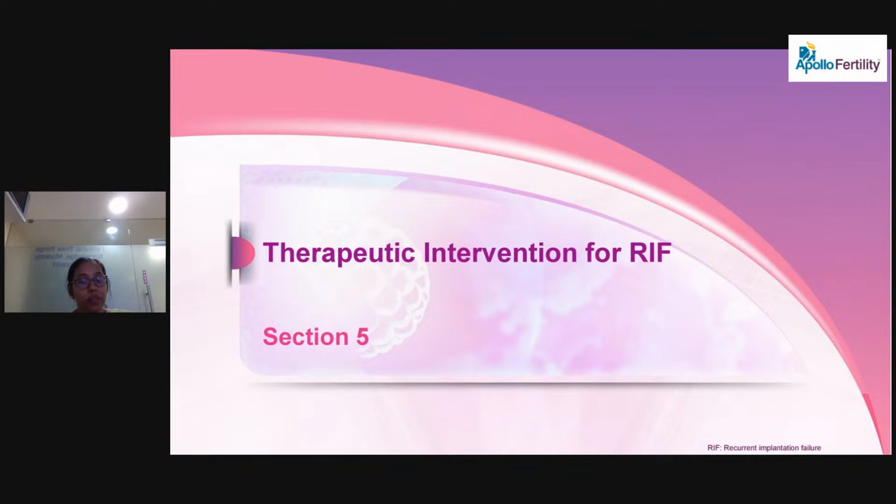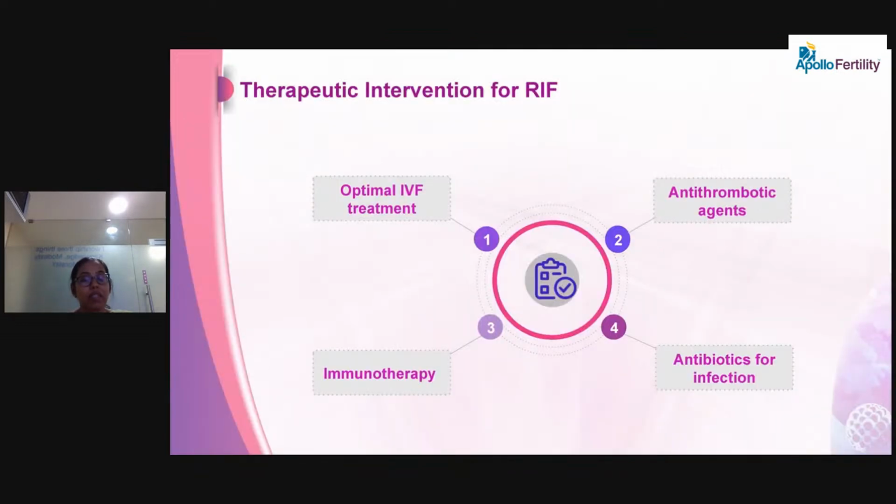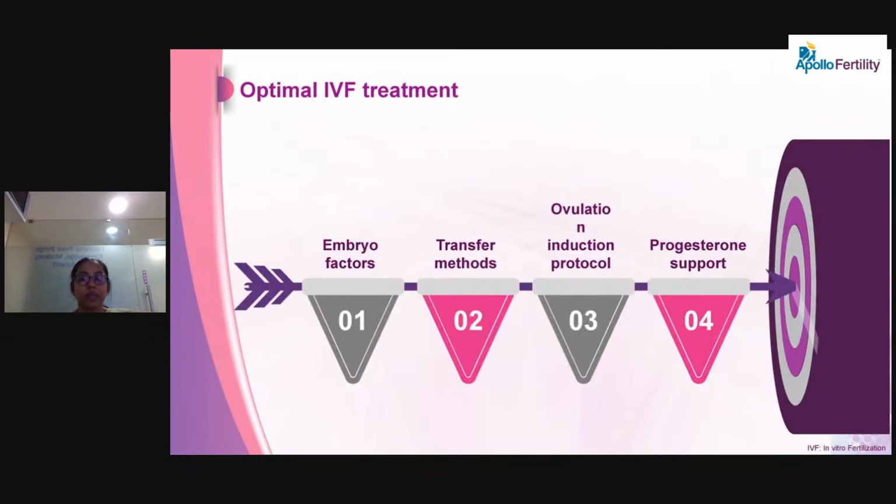What are the therapeutic interventions? What all do we do to achieve a pregnancy when there is a repeated failure? So we look right from the beginning of stimulation, look at the optimum IVF treatment, optimum stimulation. Next, give them antithrombotic agents. And if there is a suspicion of a polyp or a fibroid, do a diagnostic hysteroscopy. Then, if you suspect chronic endometritis, do antibiotic therapy for that, and immunotherapy.